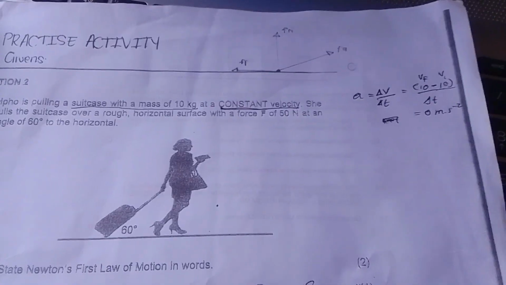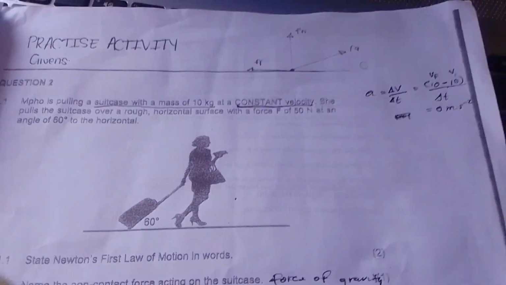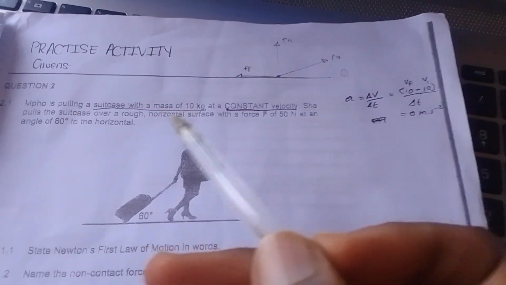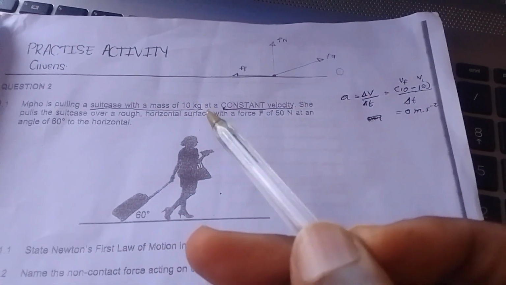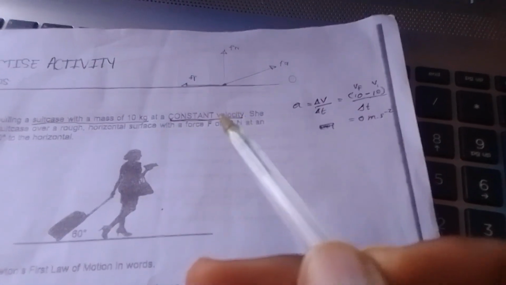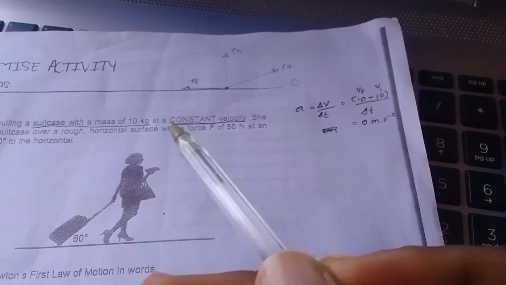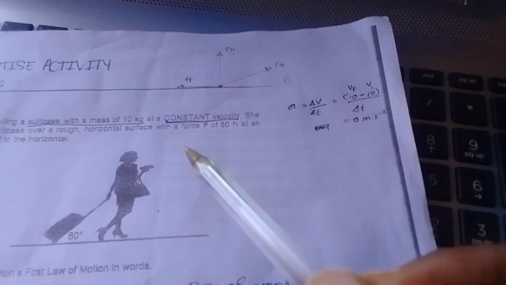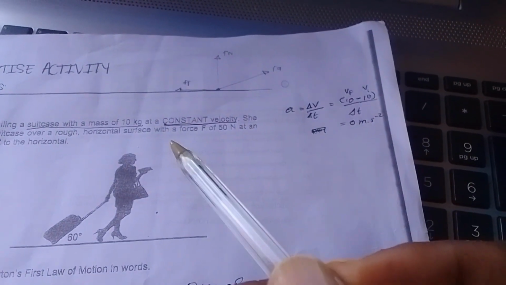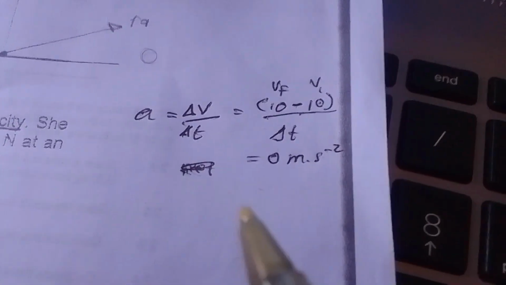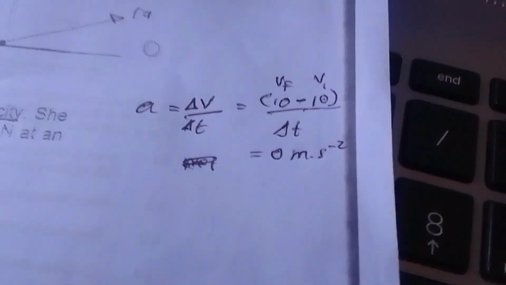Let's go back to our statement. She is pulling a suitcase with a mass, and we have the mass given, which is 10 kg. At a constant velocity, just know that your acceleration will always be zero here, because the final velocity Vf is equal to the initial velocity Vi.